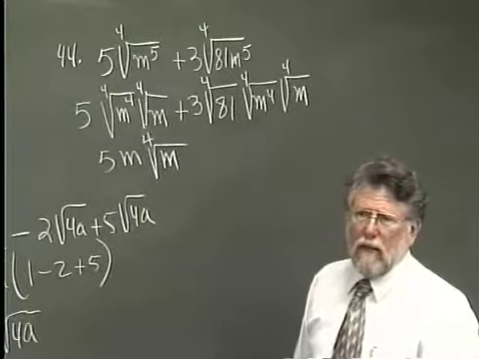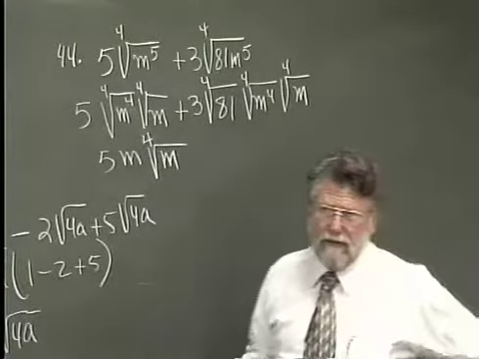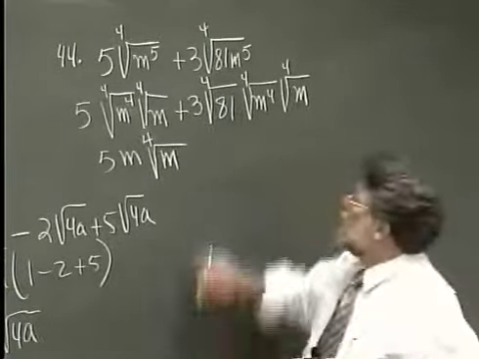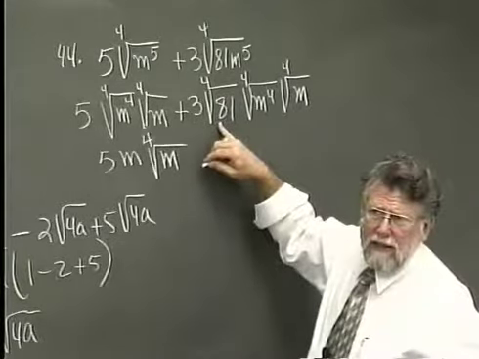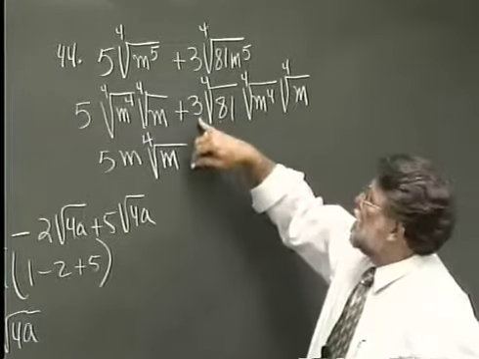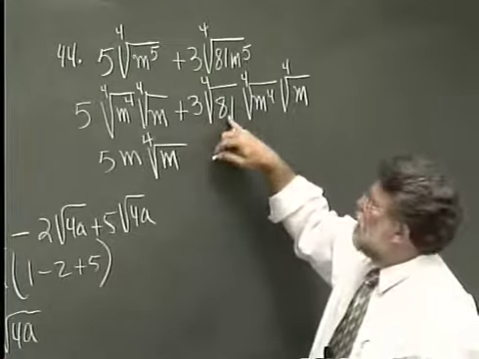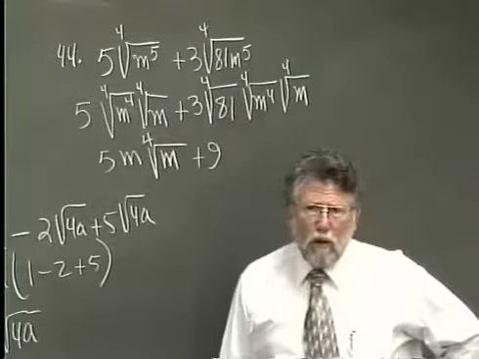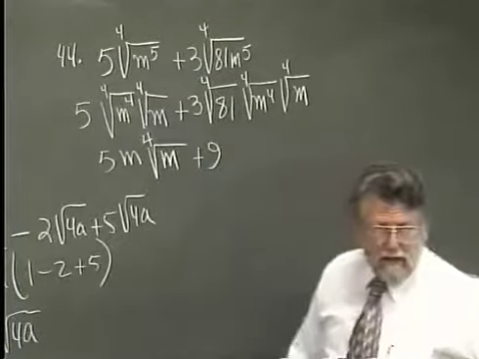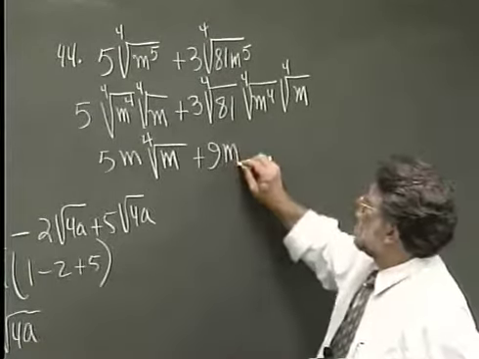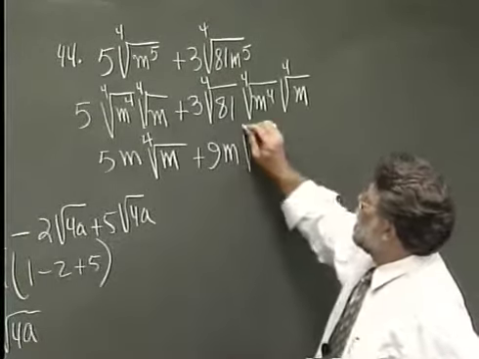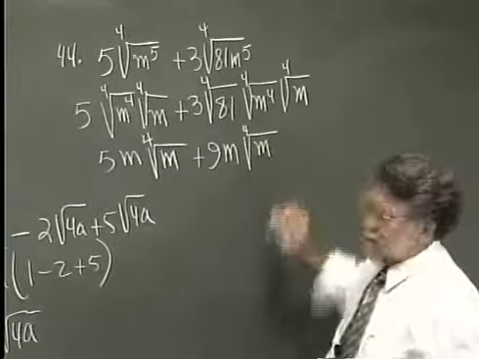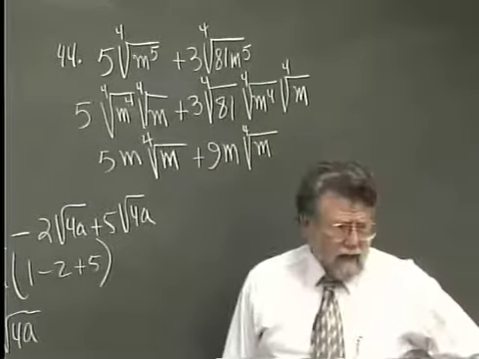Yes. Now, what about this next mess? Okay, the fourth root of 81 is 3. So I have 3 times 3, which is 9. And then the fourth root of m to the 4th is m. And then I have a fourth root of m. You aren't done.